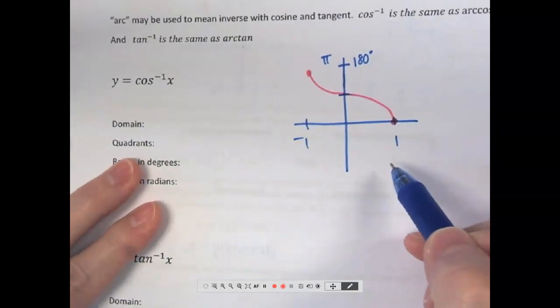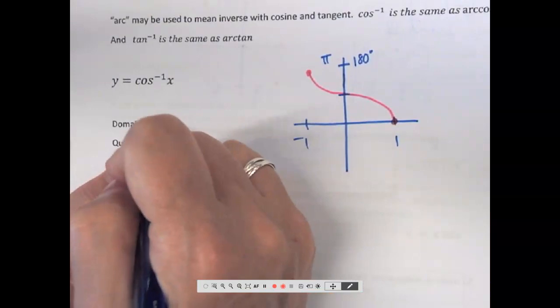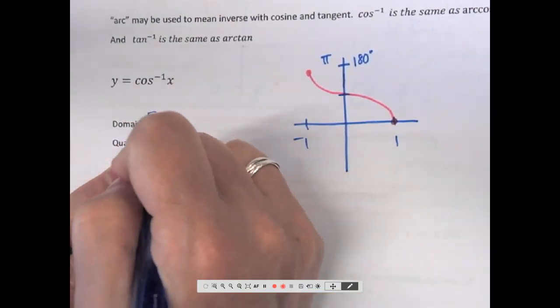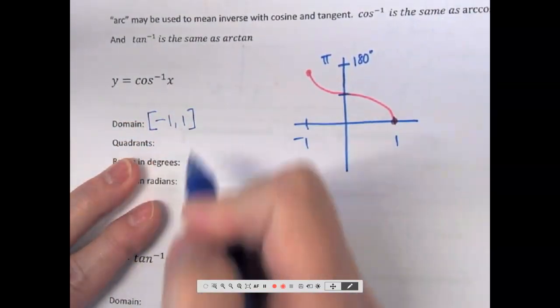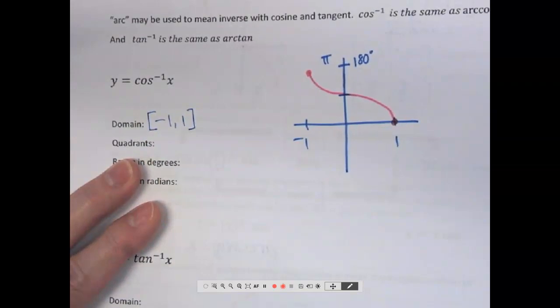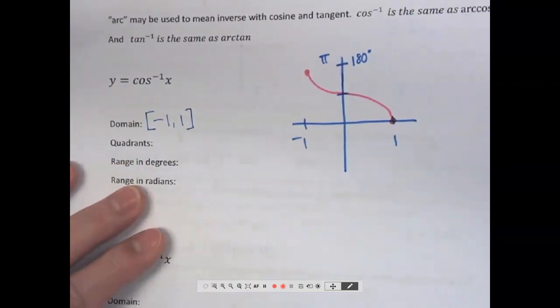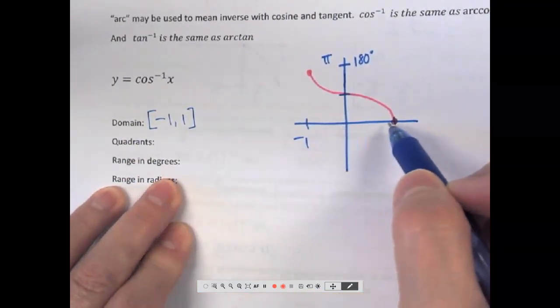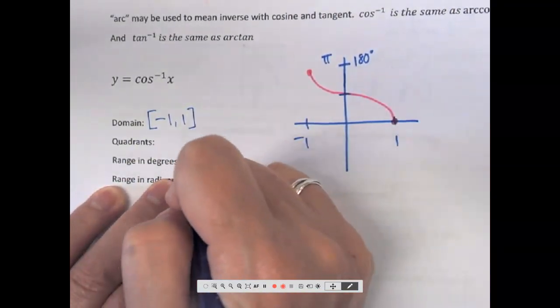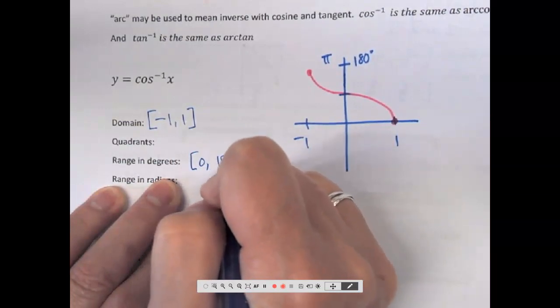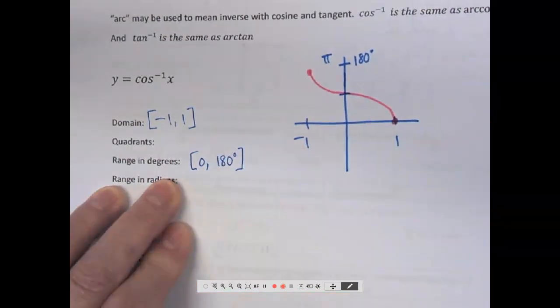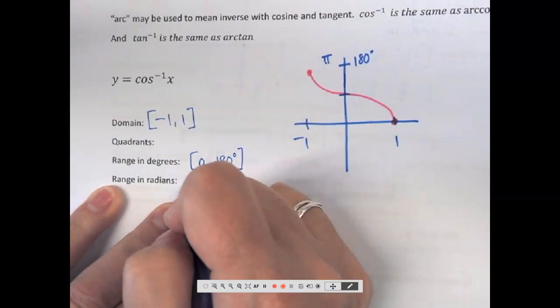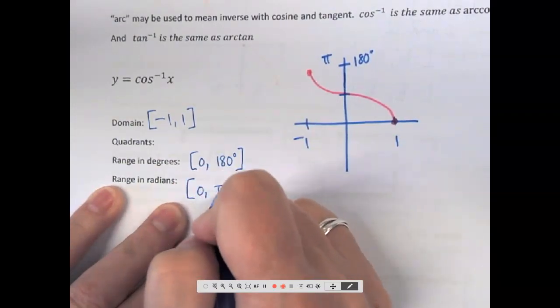All right, looking at this, what is the domain? Negative 1 to 1. All right, let's go ahead and answer the quadrant question. Well, let's do the range first. Range in degrees goes from 0 to 180. But if we're dealing with radians, then that would just be 0 to pi.